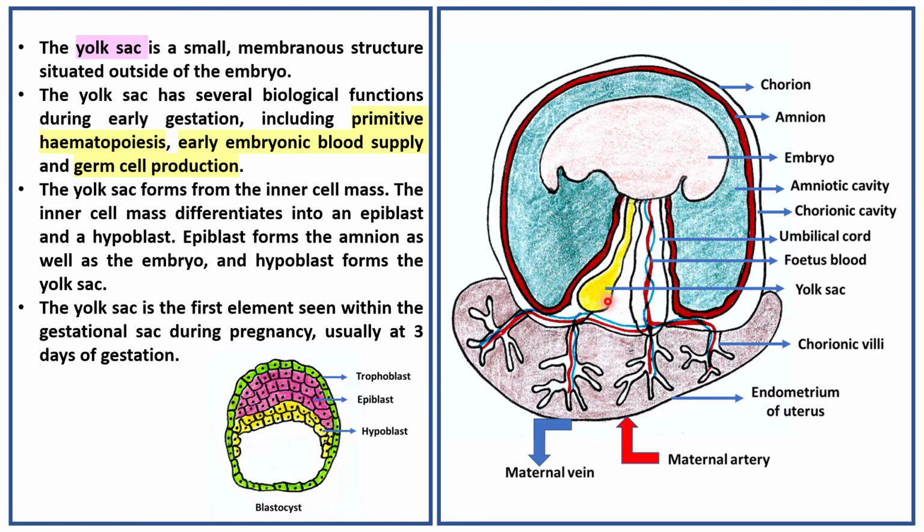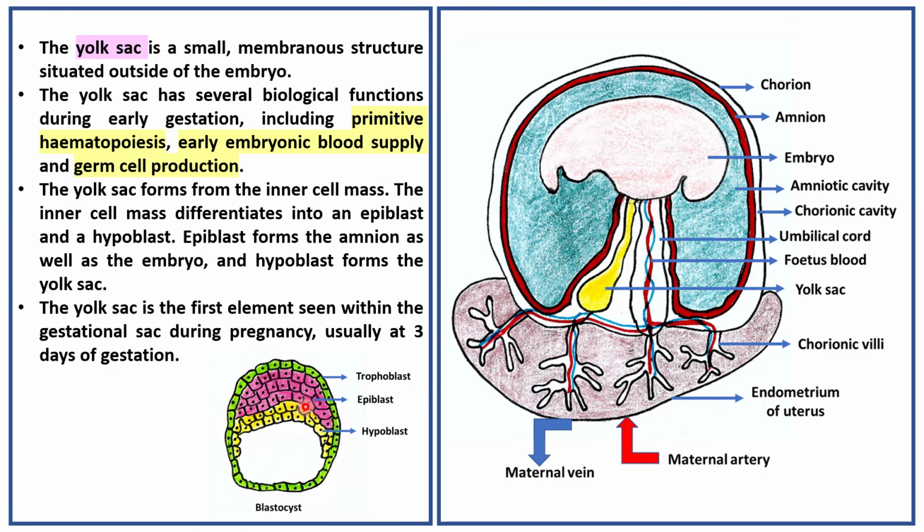So, here you can see the yolk sac. The yolk sac is a small membranous structure situated outside of the embryo. The yolk sac has several biological functions during early gestation, such as primitive hematopoiesis, early embryonic blood supply, and germ cell production. The yolk sac forms from the inner cell mass.